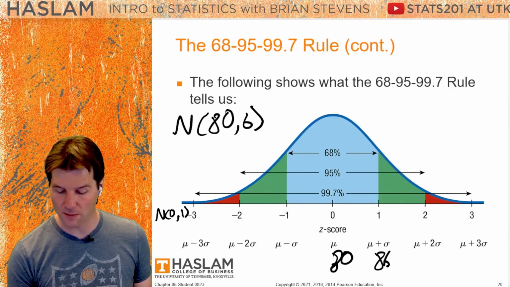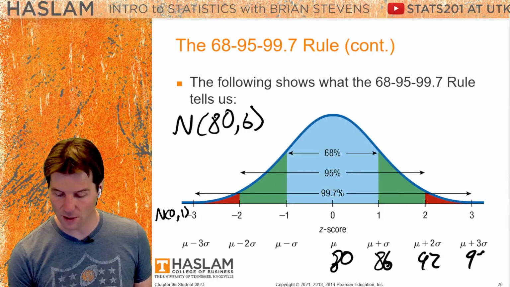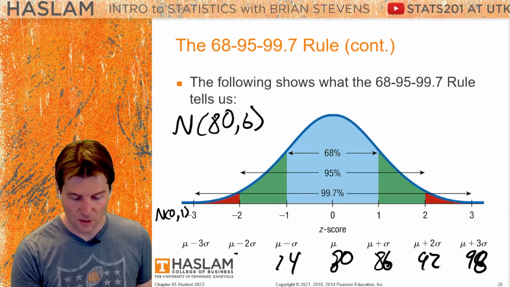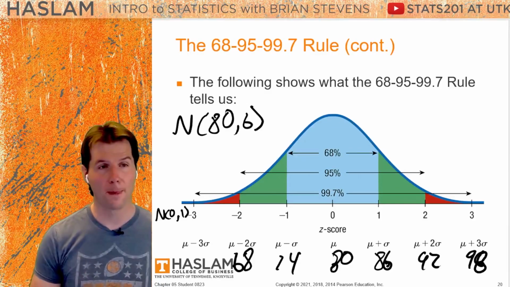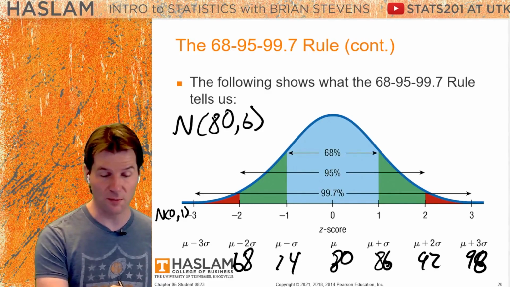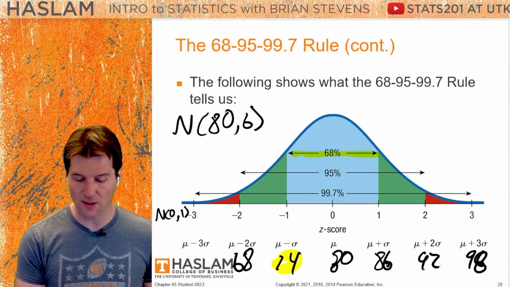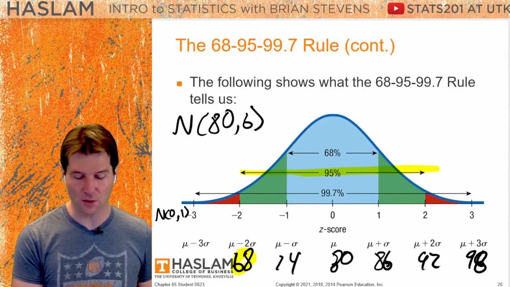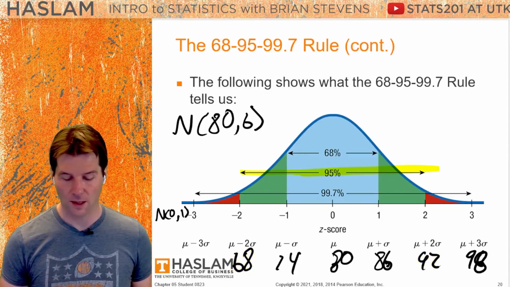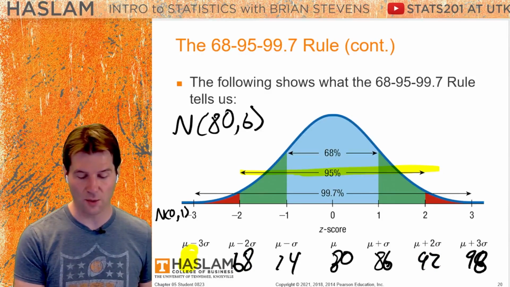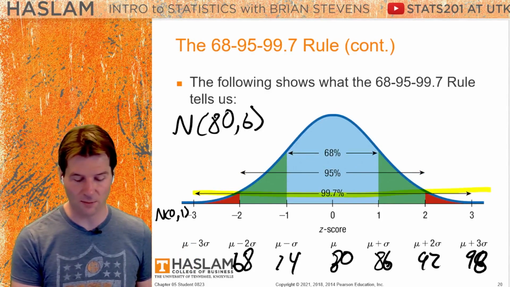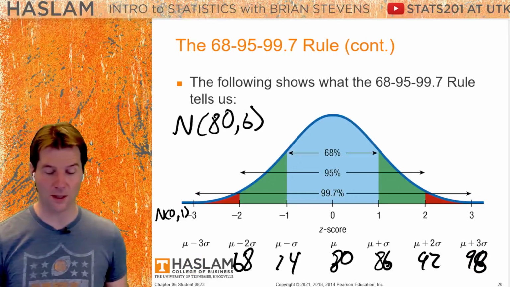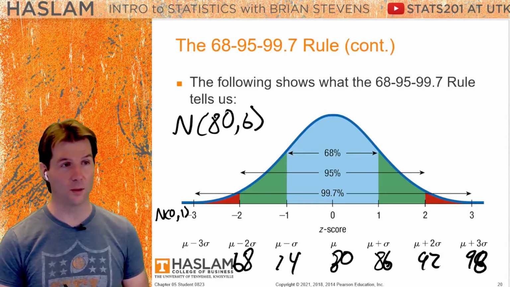And now we go up a standard deviation, another standard deviation, 98. We go down. So what does this mean? This means 68% of people would be expected to have a test score between 74 and 86. 95% of people would be expected to have a test score between 68 and 92. Going down one more standard deviation, we'd get to 62 right here. So we would have 99.7% of people expected to have a test score between 62 and 98. That would be the majority of the class right there would probably have test scores within those scores on the test.